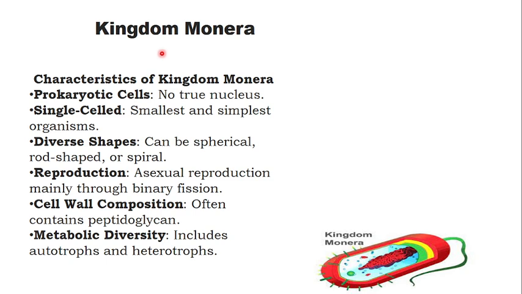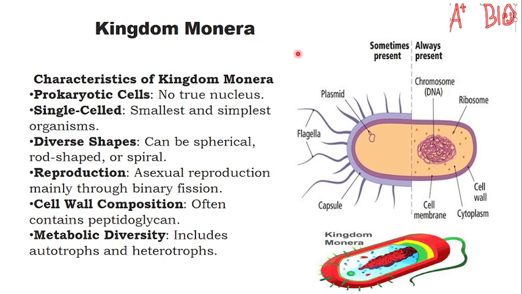Now let me start with kingdom number one, which is Monera. I told you that when I say Monera, you should understand bacteria. We have already seen that Monera are unicellular and prokaryotic, so I hope the two characteristics are clear. What I'm emphasizing is the main parts of the bacteria.